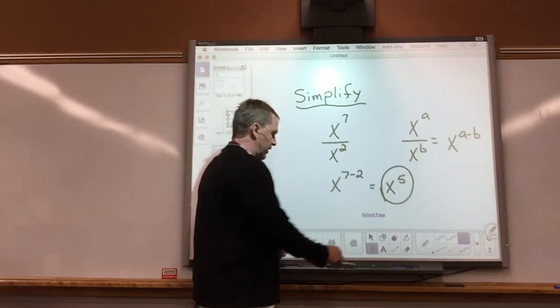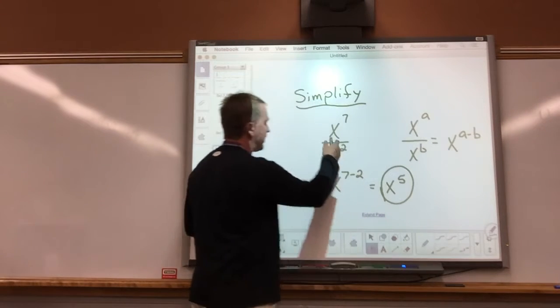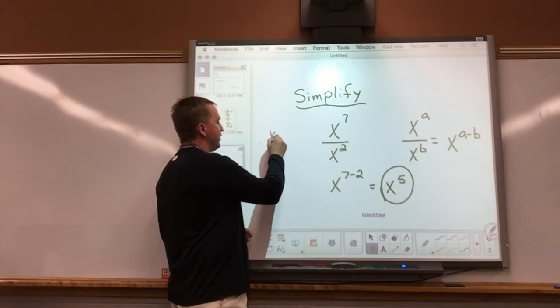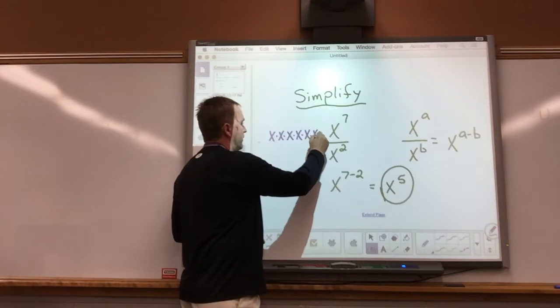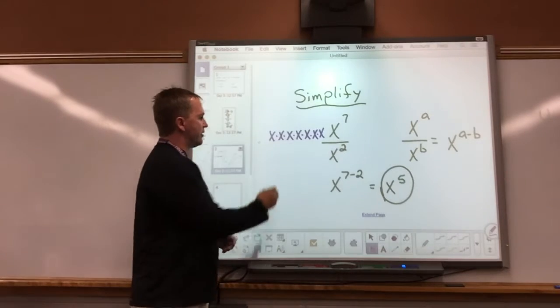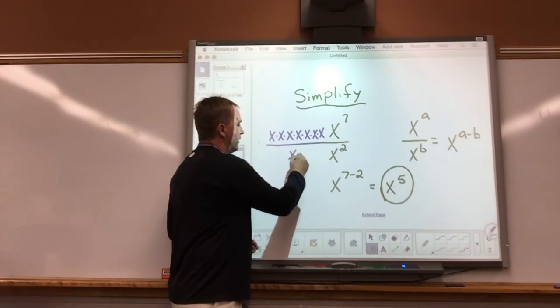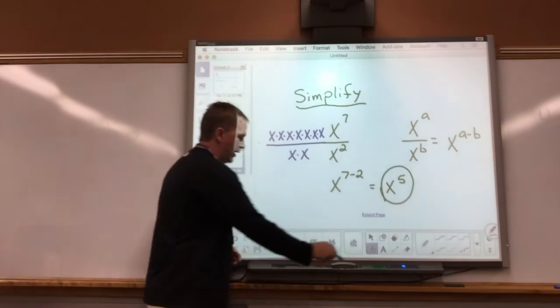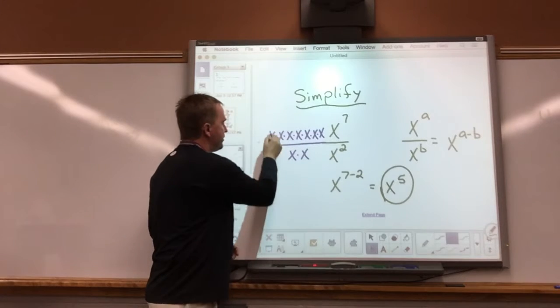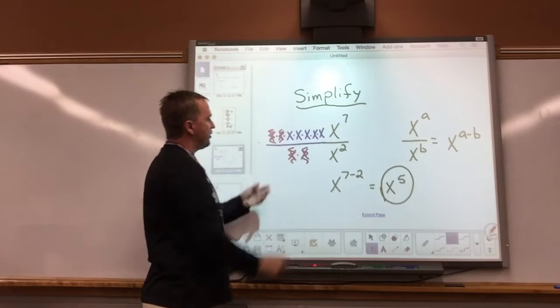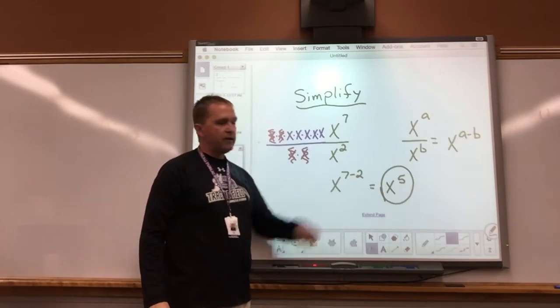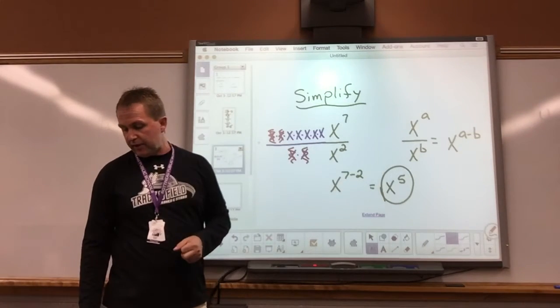I should mention again, let's just look at why this is the case. X to the seventh is 7 x's that are strung out being multiplied. X squared is 2 of them, and we should now be able to cancel an x with an x, cancel an x with an x, and if you notice we're left with 5 x's, which is the reason the answer is x to the fifth.